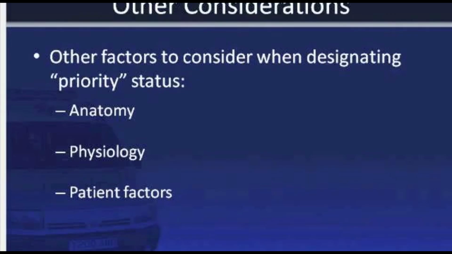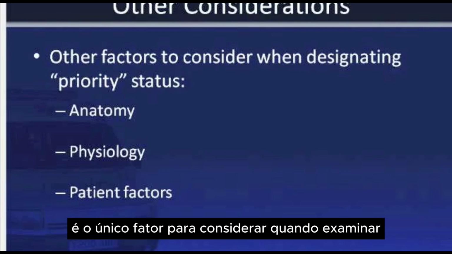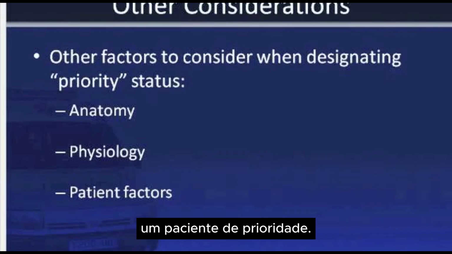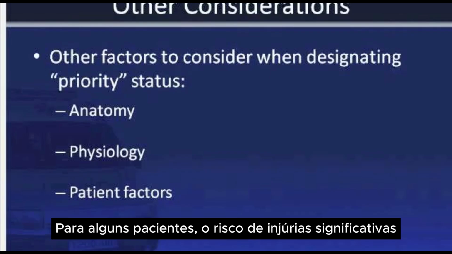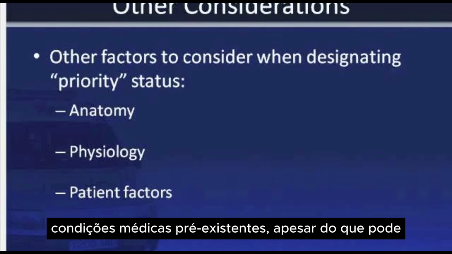Although mechanism of injury is important, it is not the only factor to consider when assessing a trauma patient, determining whether or not they are a priority patient. For some patients, the risk of significant injury is increased because of their age or pre-existing medical conditions, despite what might appear to be a minor mechanism of injury.